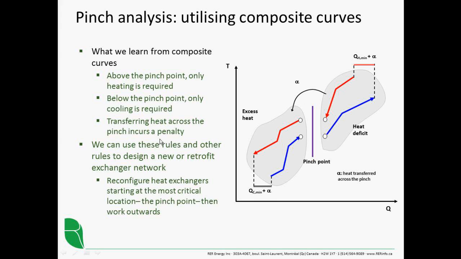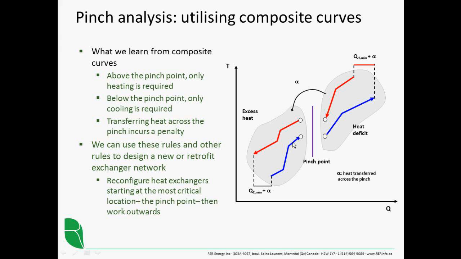And we can use this rule as well as the other rules that I just mentioned, or observations, to redesign our network, our plant heat exchanger network, to achieve optimal heat recovery. And we can reconfigure the heat exchangers according to these rules and other ones associated with, say, stream splitting. And we start at the pinch point where things are really critical. That's the minimum approach temperature.